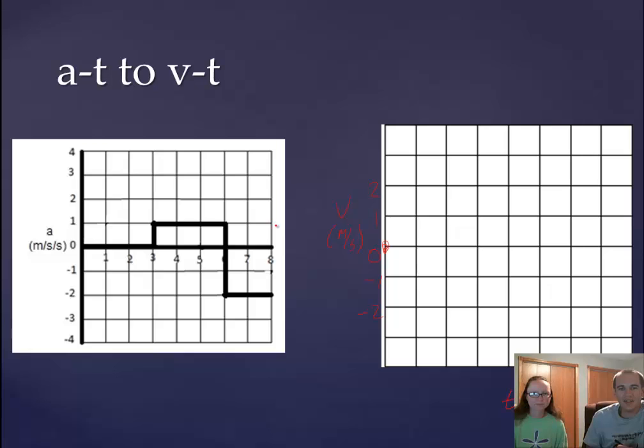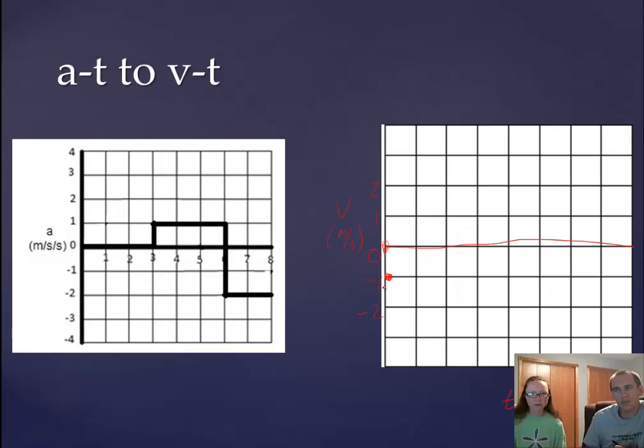So I think you need to let me know what the starting velocity is. So let's say our starting velocity is -1 meters per second. Okay, so we're going to start down here at -1 meters per second. And so this is my time axis right here. That's 0. And I've got my velocity measured in meters per second.